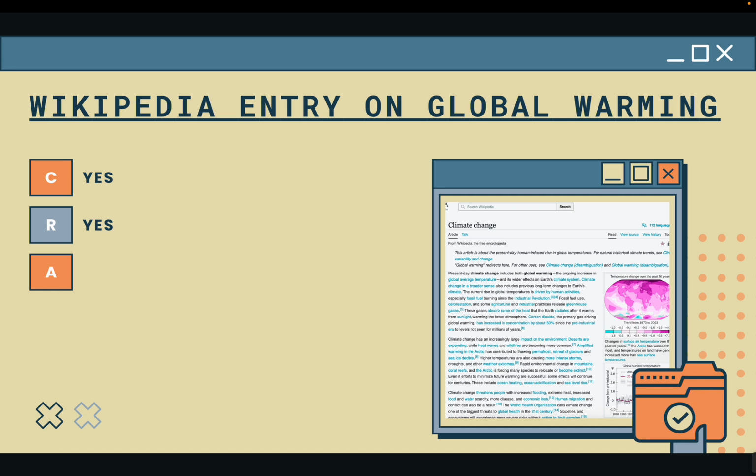Authority. Who wrote it? Currently, the author credentials are unknown because anyone can edit these Wikipedia entries. Because of that, we cannot know if there is a good authority behind this. Next is accuracy. Is it factual? No, we don't know if this is factual enough, even though it does give a lot of citations. Some of these are pointing to different Wikipedia articles and other sources that are not reliable. Because of this, it is not a reliable source.